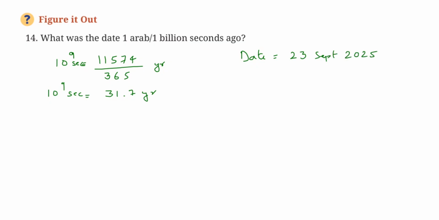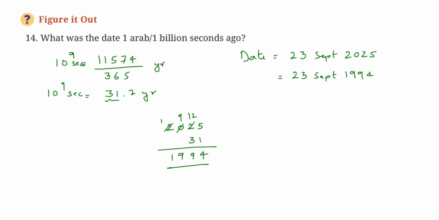First, I will go 31 years back. To do that, you subtract 31 years from 2025. So let's subtract it. 5 minus 1 is 4. You cannot subtract 3 from 2, so borrow from the next number. This will be 9, this will be 1, and this will be 12. 12 minus 3 is 9. And here I get 9, and here I get 1. So this is 1994. If I go 31 years back, I'll get 23rd September 1994. This is 31 years back.